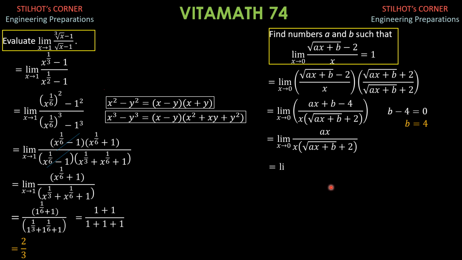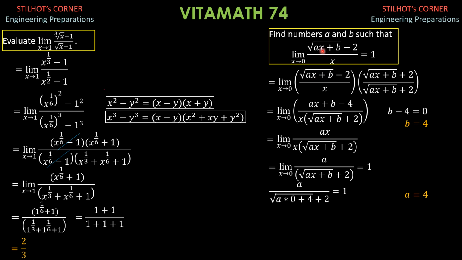That reduces to limit as x approaches 0 of a all over quantity square root of quantity ax plus b closed then plus 2. And the limit should be equal to 1. So we can now substitute x is 0, so a times 0, then b is 4, so that would be a over square root of a times 0 plus 4 plus 2 equals 1. Then square root of 0 plus 4 is 2, plus 2 is 4, so a is 4 times 1. So a must also be equal to 4. So that's it for this problem.